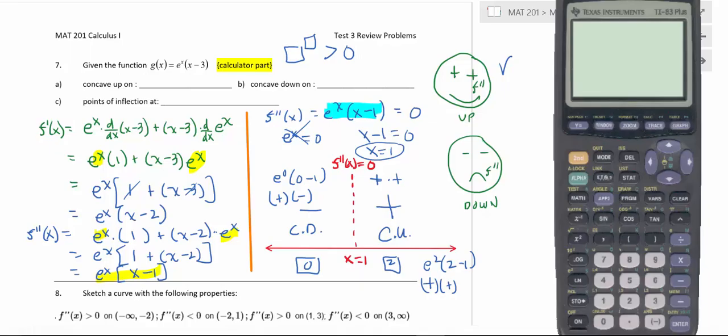All right, so what we'd end up having on this then is we would say concave up would be 1 to infinity. So we'll write that interval. Concave down is going to be less than 1. So we can write that as the interval negative infinity to 1. And then your point of inflection is going to be at 1.